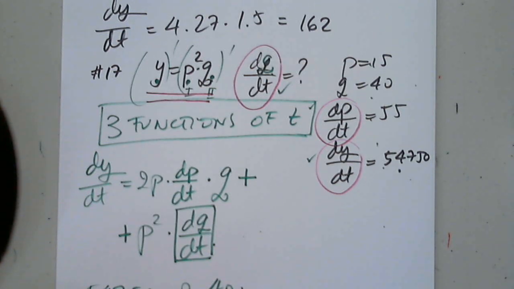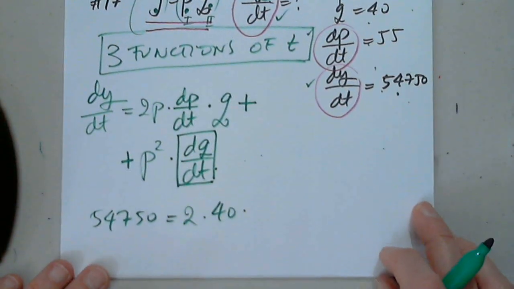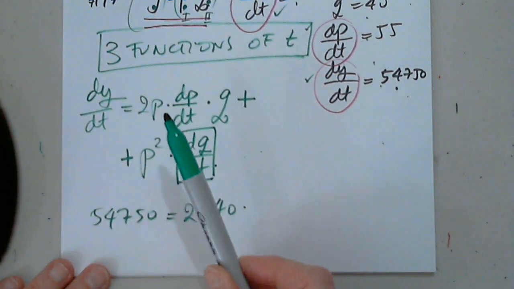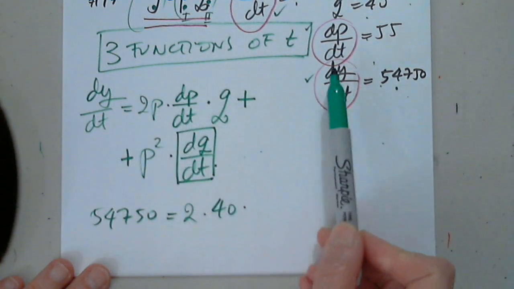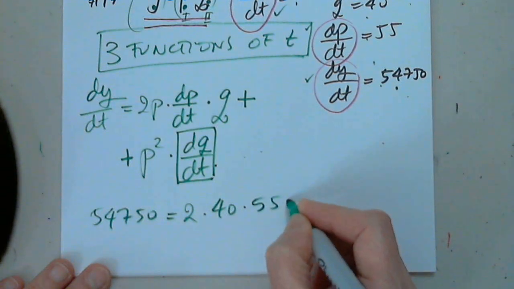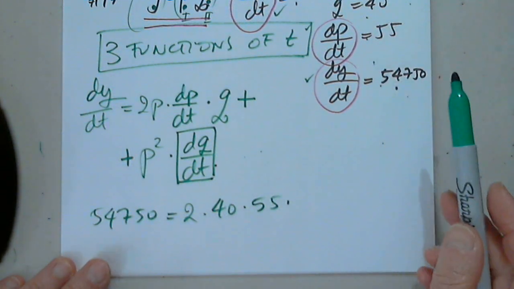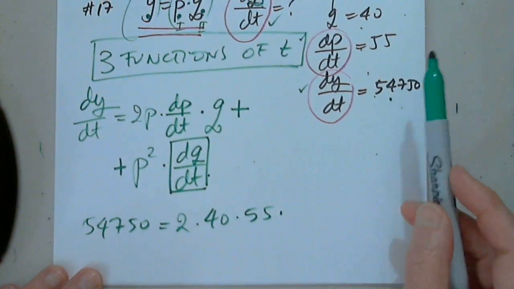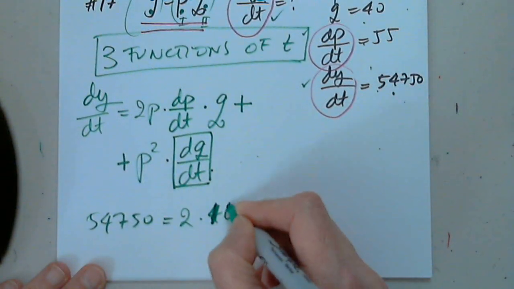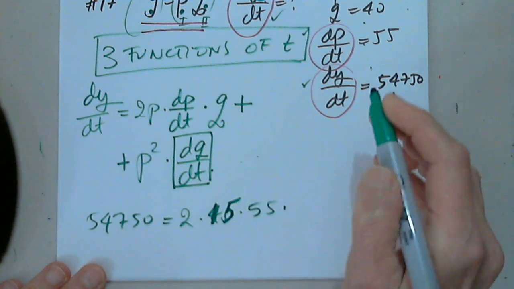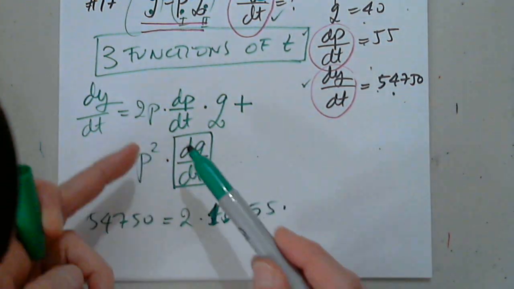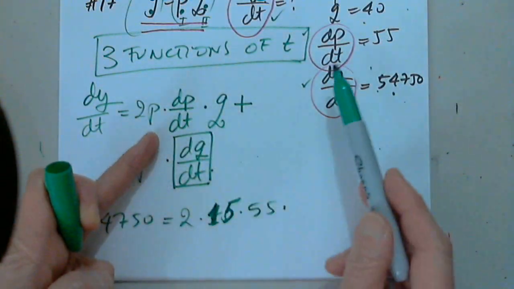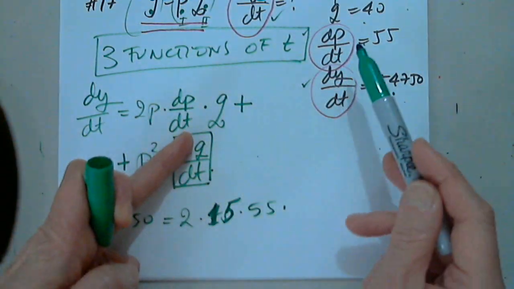Okay, never mind. So 2 is 2. P is 40. dp over dt, 55. Q... What did I do? Ah, see? It was 15. So, one more time. 2. P, 15. dp over dt, 55. Q, 40.